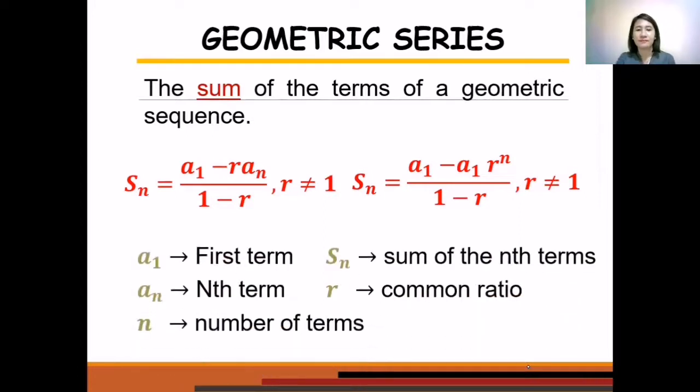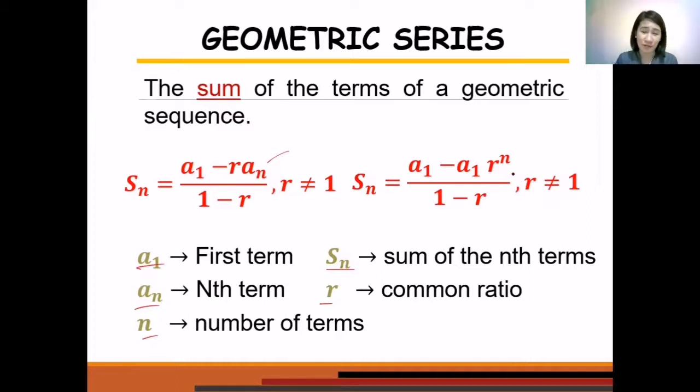Okay. So you have a sub 1, the first term, a sub n, the nth term, n the number of terms, s sub n, the sum of the first n terms, and r is the common ratio. Actually, you are free to use any of the information or any of the formula given. You just have to take note that the first formula requires you to have the value for the last term or a sub n. So if you don't have a sub n, then you can use the second formula.